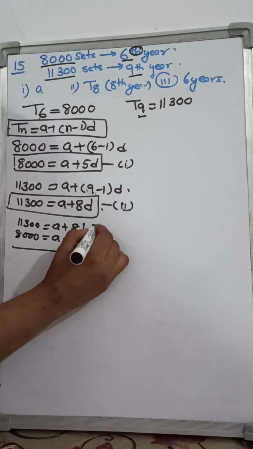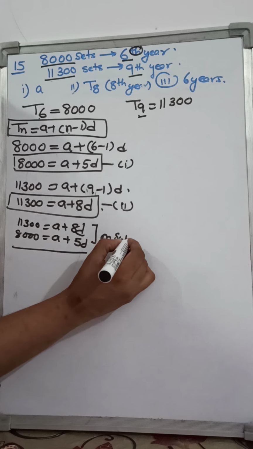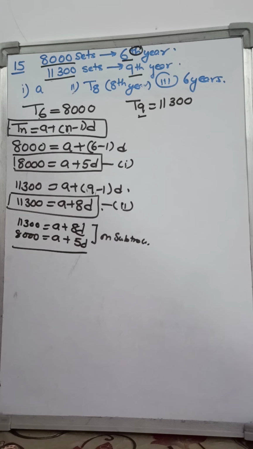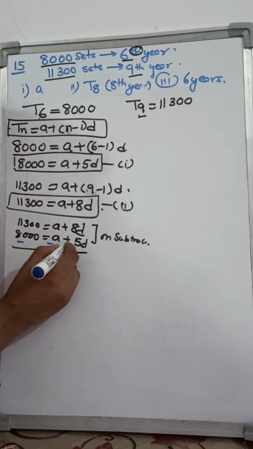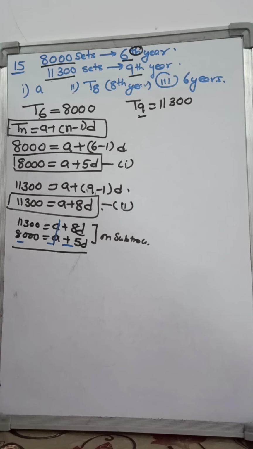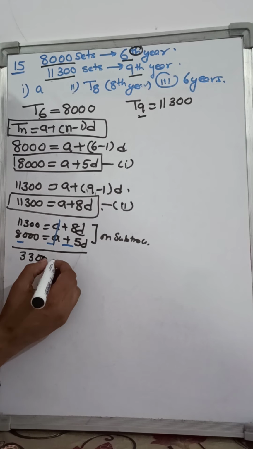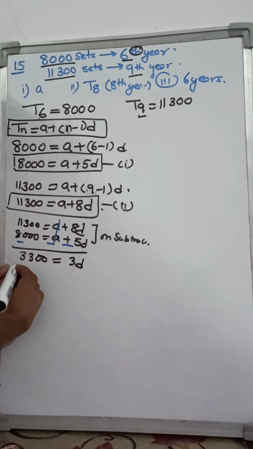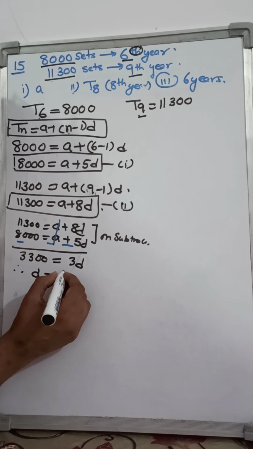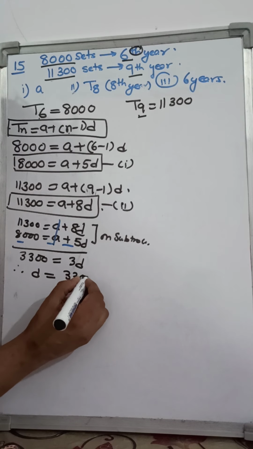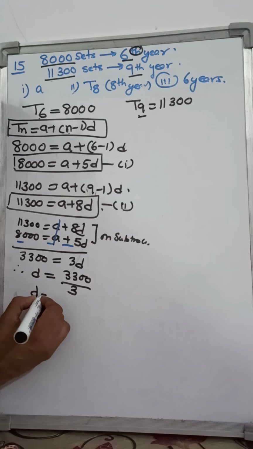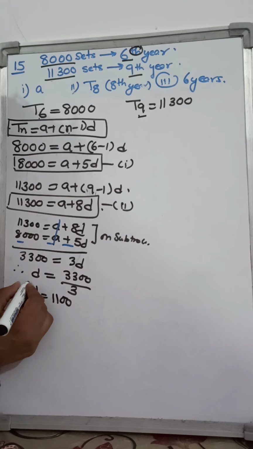So we'll subtract. On subtracting, the sign will be changed, so this will become all negative. A will be cancelled now. So when you subtract 11,300 with 8,000, this will be equal to 3,300 equals 3D. Therefore, D will be equal to 3,300 over 3. So, D is coming out to be 1,100.